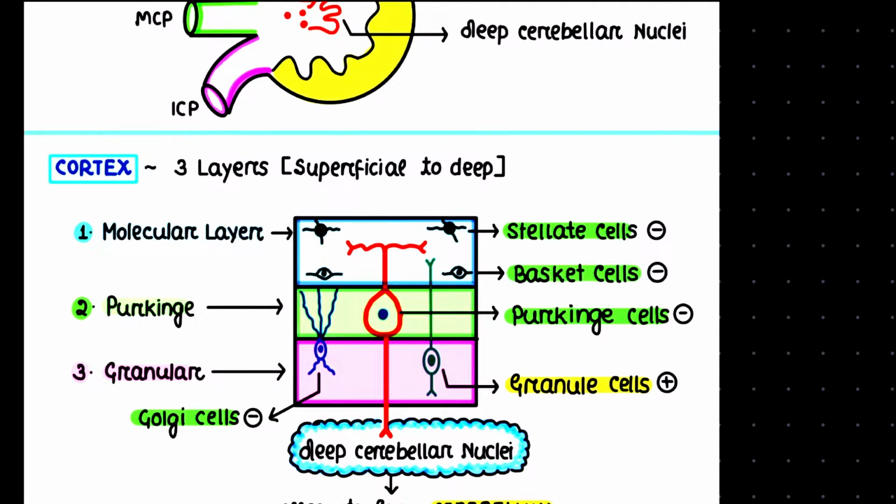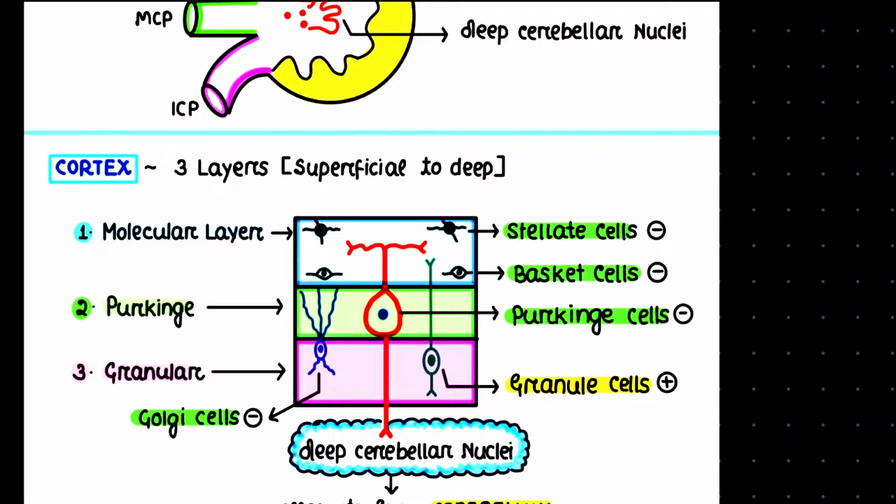Similarly, the Purkinje layer consists of Purkinje cells. These Purkinje cells are funnel shaped structures, and they have dendritic extensions toward the outer molecular layer. They have axonal extensions toward the white matter. That means the axons of these Purkinje cells go all the way from gray matter to white matter, that means to the deep cerebellar nuclei.